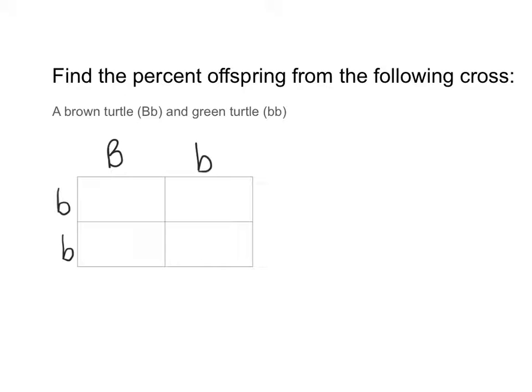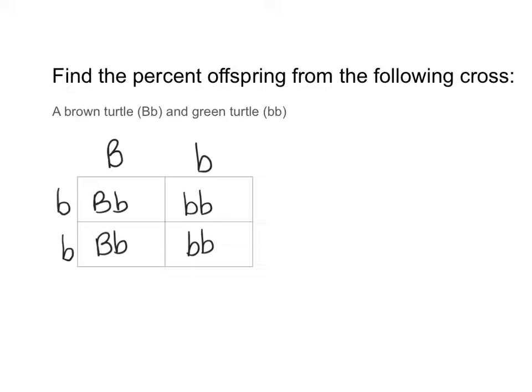Now, when I cross these, what I'm going to do is bring the capital letter, or this letter here, into each of these boxes. And I'm going to bring this letter here into each of these boxes. Next, I'll take this letter here and place it into each of these boxes. And I'll take this letter here and place it into each of these boxes.